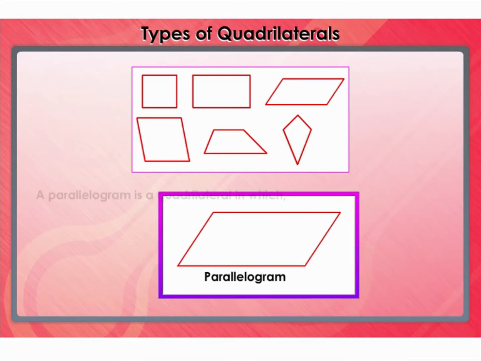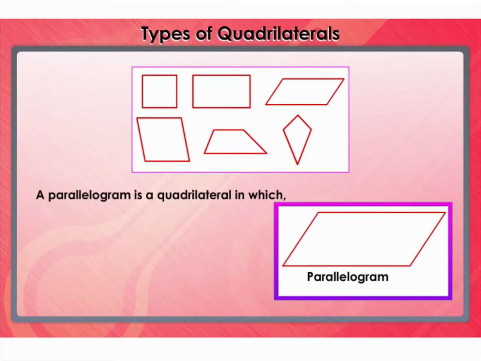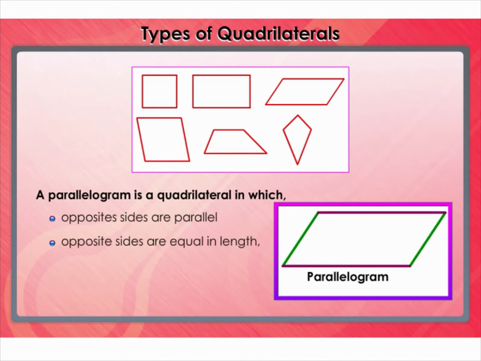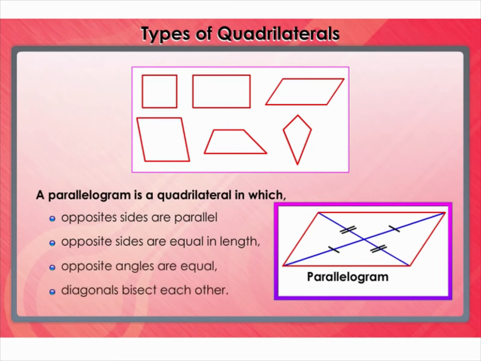Let's define it. A parallelogram is a quadrilateral in which the opposite sides are parallel and opposite sides are equal in length. Opposite angles are equal. Diagonals bisect each other.